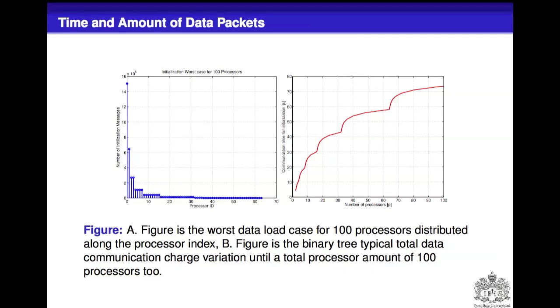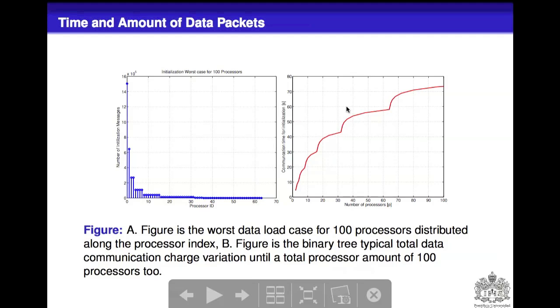In the left part, part A, is the number of initialization messages that should be sent per each index, the processor ID. As you can see, the number of packages that should be sent by processor 0 is obviously greater than the other ones. And if you go further and further in the processor ID, you should send fewer packages, of course.